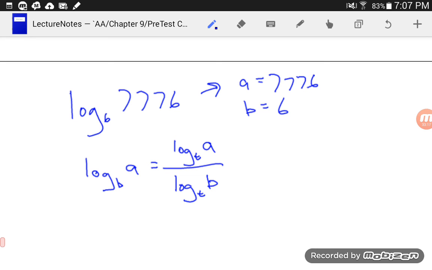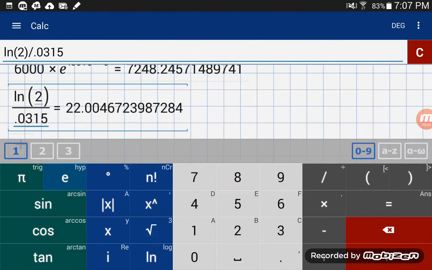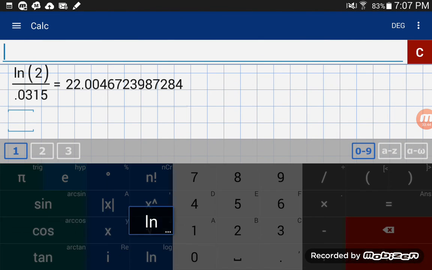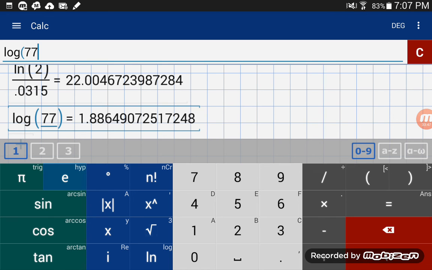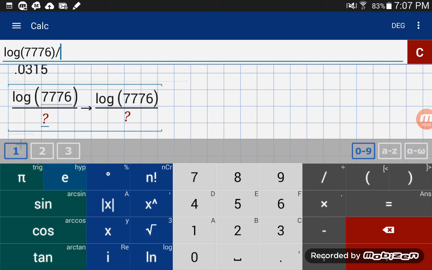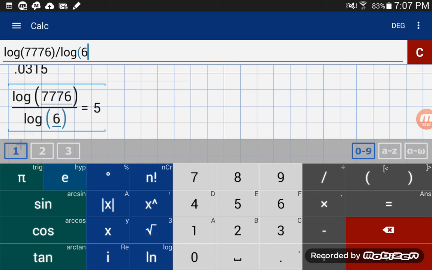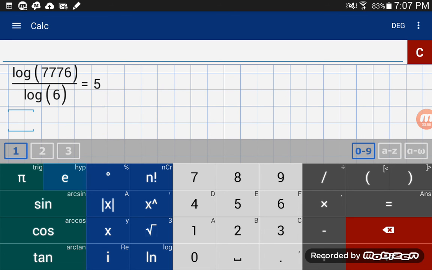I'll pick 10. So I'll do log base 10 of 7,776, divided by log base 10 of 6. Why did I choose log base 10? Because that's the common log. That's the one that's in my calculator. And so, as you can see, you ready for this? Log base 10 of 7776 divided by log of 6, and it gives me the answer is 5.